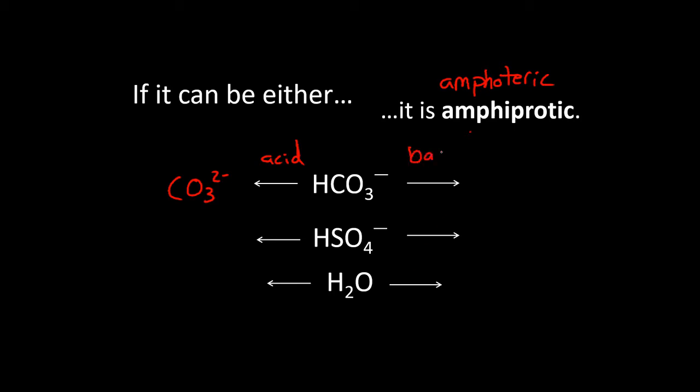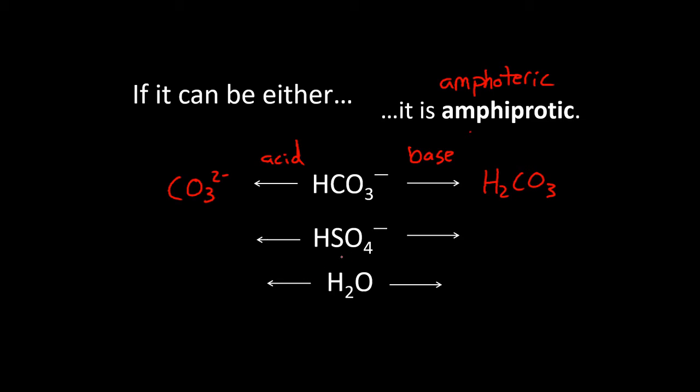But on the other hand, it could very easily act like a base, in which case it would be a proton acceptor and become carbonic acid. So bicarbonate ion can go either way. It just depends on whether you pair it up with something that's a stronger acid than it is, or if it's reacting with something that's a stronger base than it is. It can go either direction.